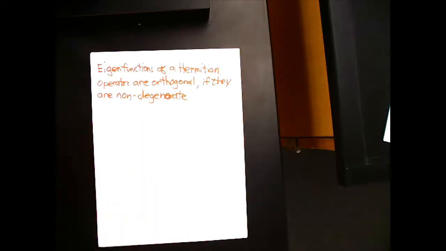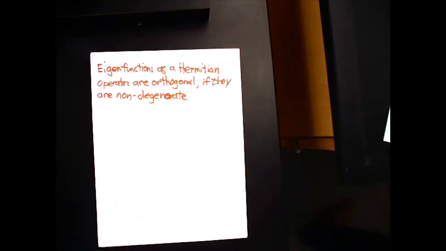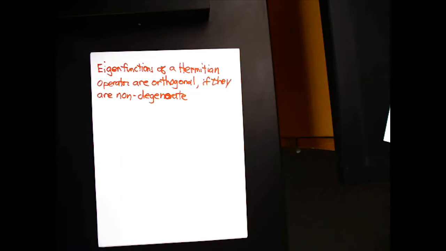The eigenfunctions of a Hermitian operator are orthogonal to each other as long as the eigenvalue is non-degenerate. We'll talk about that in a second. But the most important part is that they are orthogonal, and even if the eigenvalues are degenerate, we can make a set of eigenfunctions for that operator that are all mutually orthogonal.